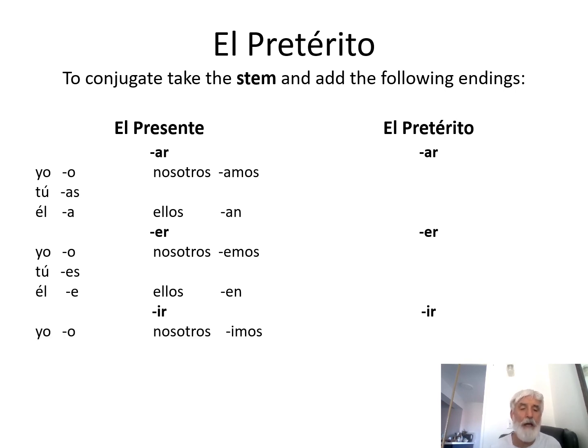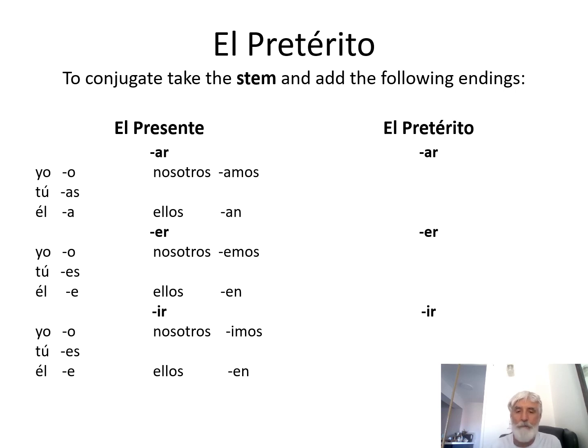And finally, what about IR verbs? What endings do we add to form the present tense? We add an O on for yo, an IMOS on for nosotros to the stem. For tú, we add on to the stem an ES, and for él, usted, we add on an E to the stem, and for ellos and ustedes, we add on an EN. Very simple. Please look at this and just refamiliarize yourself with it. I mean, we just learned it.